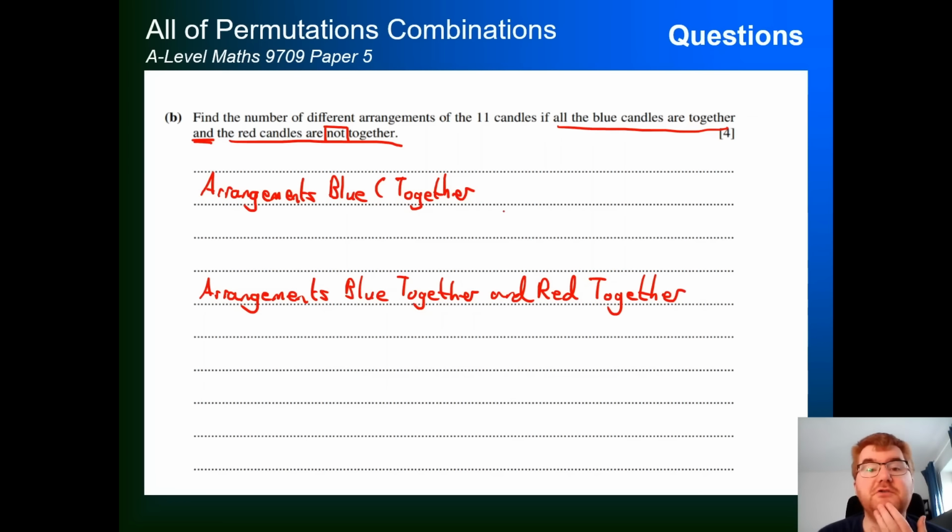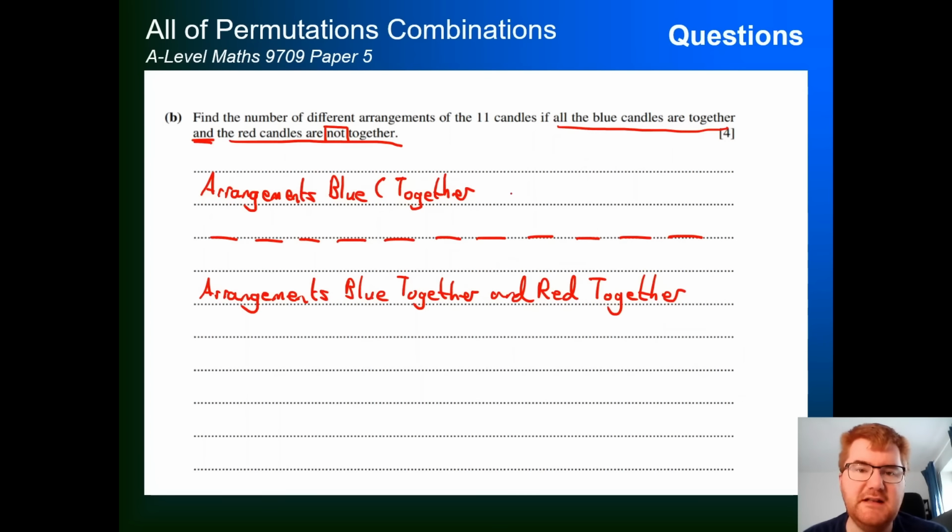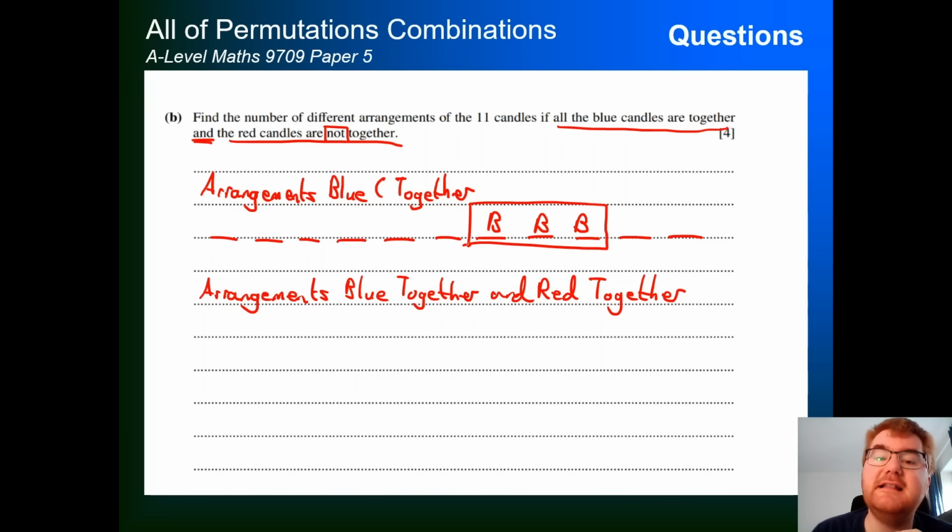So if I want the arrangements of the blue together, we have our slots 1, 2, 3, 4, 5, 6, 7, 8, 9, 10, 11. Okay, so we want the blues together. So we have 3 blue candles. So let me just put it randomly. So B, B, B. The key technique here is to consider like there's a rope around these blue candles, and they basically count now as one big slot. So notice one big line over the top.